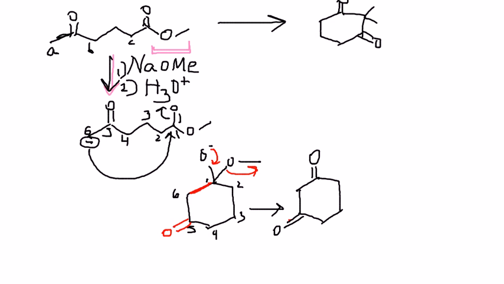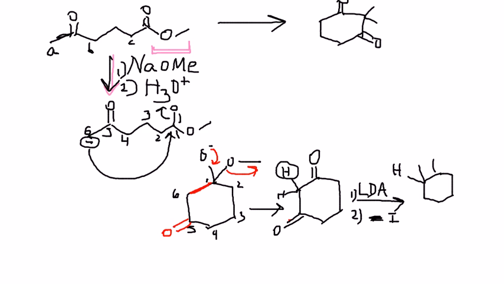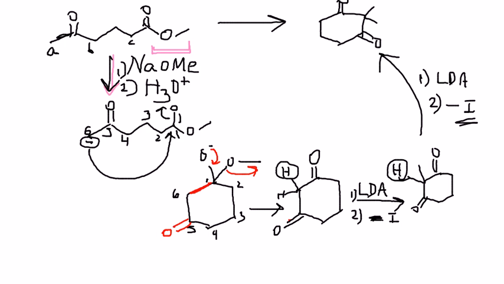Now if you set the stage and if you treat this with LDA, which is a good base, and you treat that with methyl iodide, CH3I, hopefully you can see that one of these protons is going to get deprotonated, and that will react with the methyl group, and it's going to give you an H, a methyl, a double bond O, and a double bond O. Then another round of LDA followed by methyl iodide is going to get rid of the second proton, and treatment with methyl iodide is going to give you your desired product.